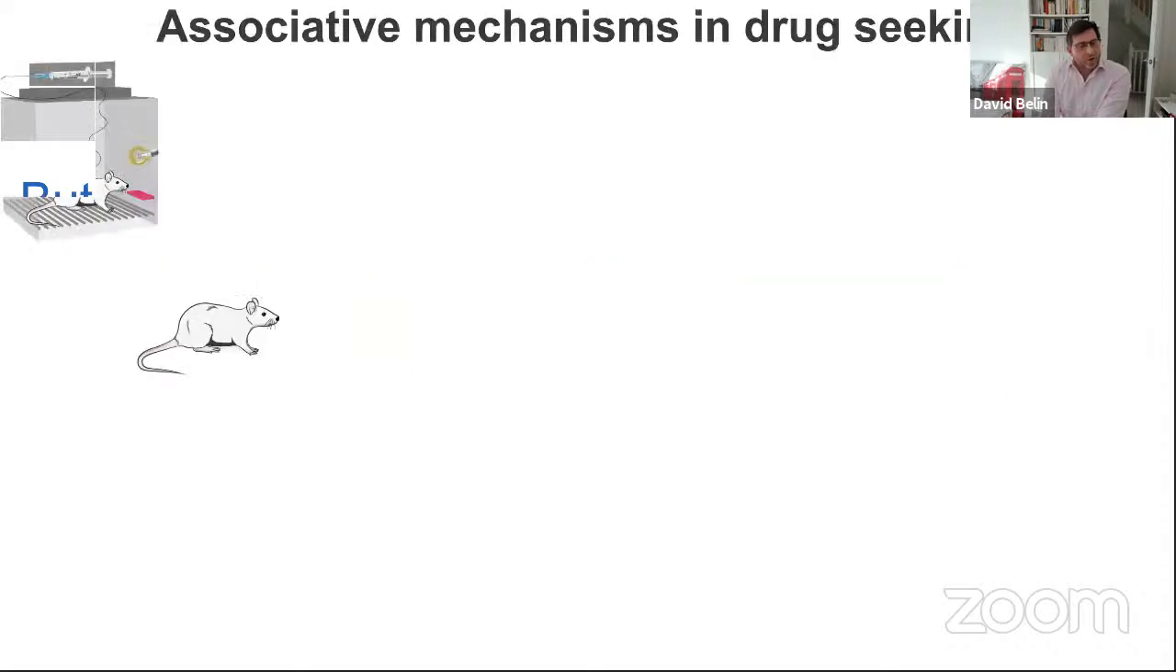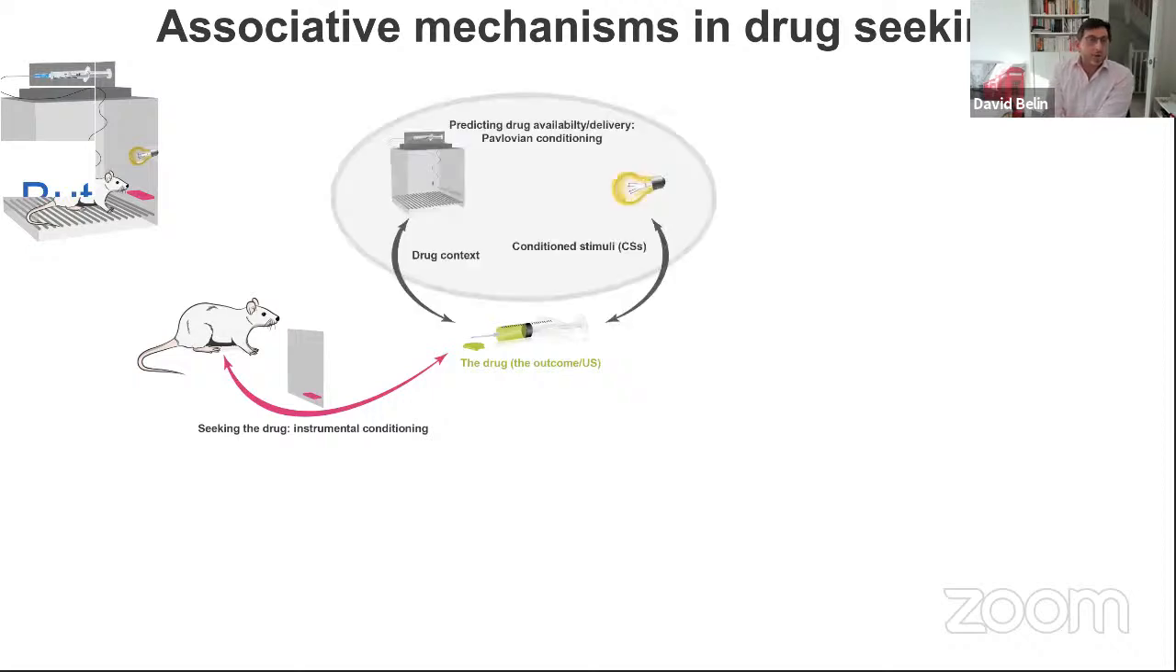So one, once again, needs to come back a little bit on learning theory. So when a rat responds for a drug, that's the instrumental association, but often there are a lot of cues in the environment that are not contingent upon the animals responding. These cues can be associated with the delivery of the drug. These are conditioned stimuli. And these cues can be predicting access to the drug. These are occasion setters, discriminative stimuli, like the drug context.